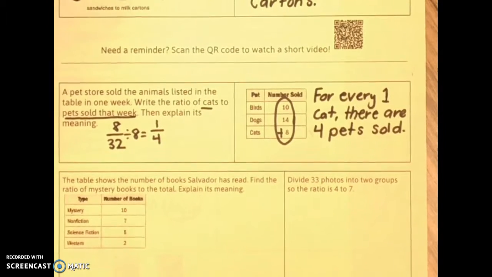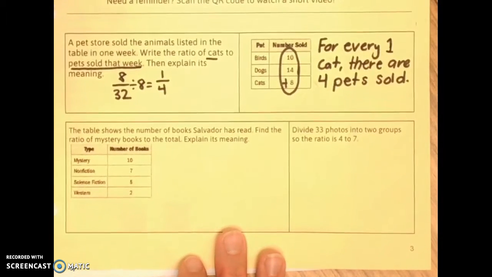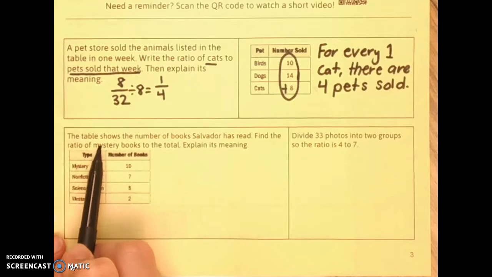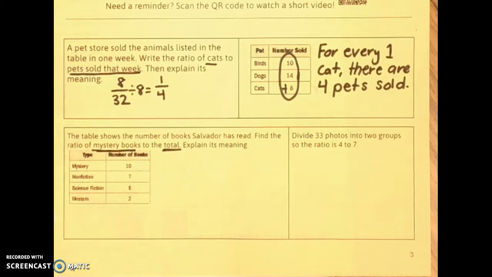What do you think about the new problem? You're okay with it? I know you like counting pictures better, but this one down here, we're going to talk about Salvador and his books that he likes to read. Who thinks they can read that for us? Addie? The table shows the number of books Salvador has read. Find the ratio of mystery books to the total. Explain its meaning. So how many, what did they ask for first?